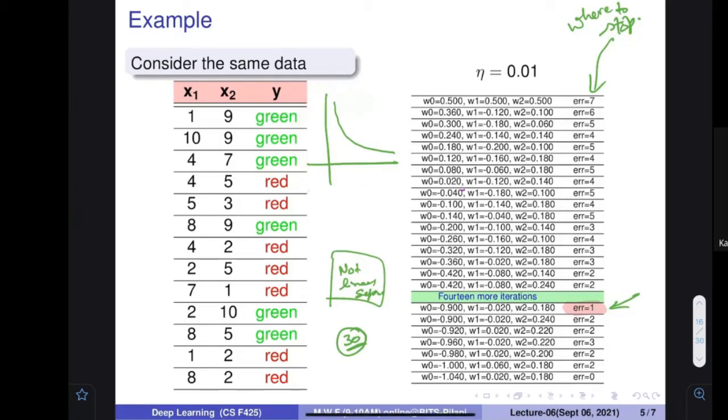This kind of curve I need. This kind of curve has the property of monotonically decreasing. The number of errors should monotonically decrease. What to do for that, you will see in the next class. Any questions on that?